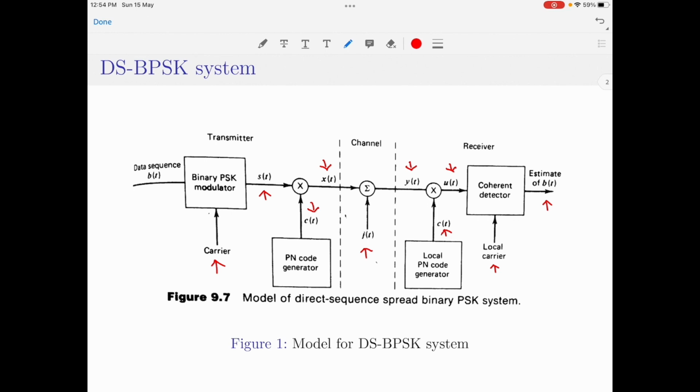Another important thing to note about the jammer is he may or may not have the complete information about the transmitted signal bandwidth. Additionally, he also may or may not have knowledge about the transmitted signal phase. Therefore, we must understand that jamming a transmitted signal of a DS-BPSK system is quite difficult.